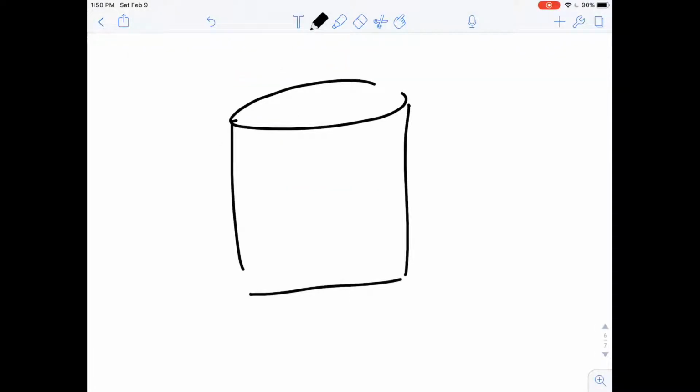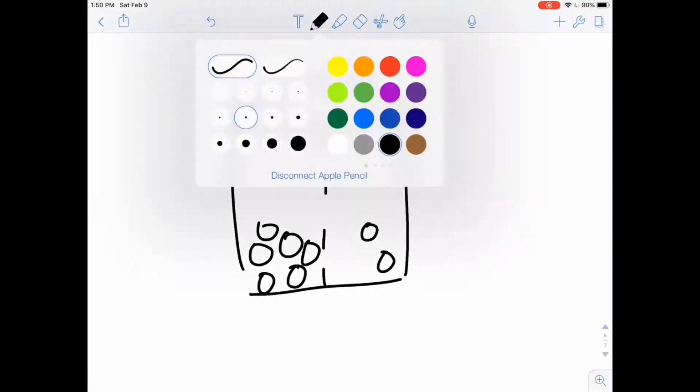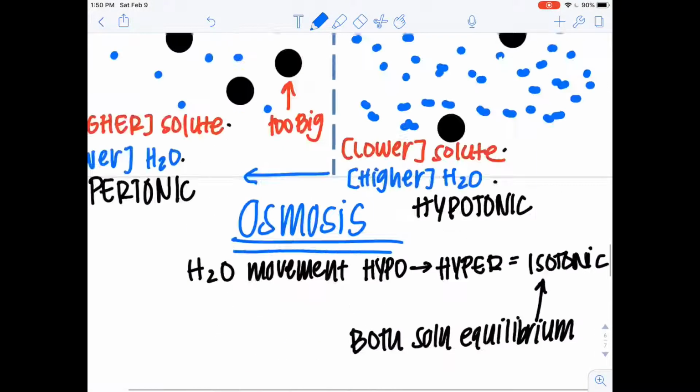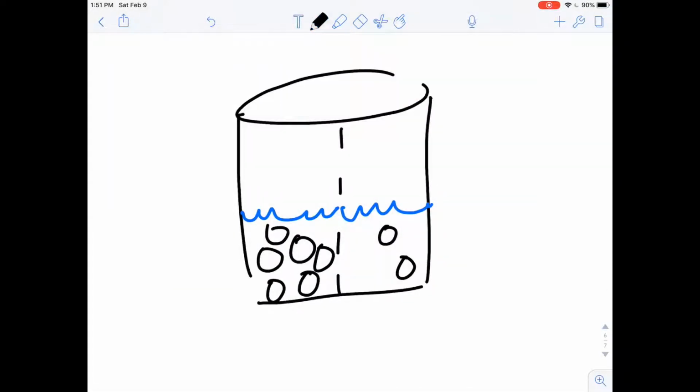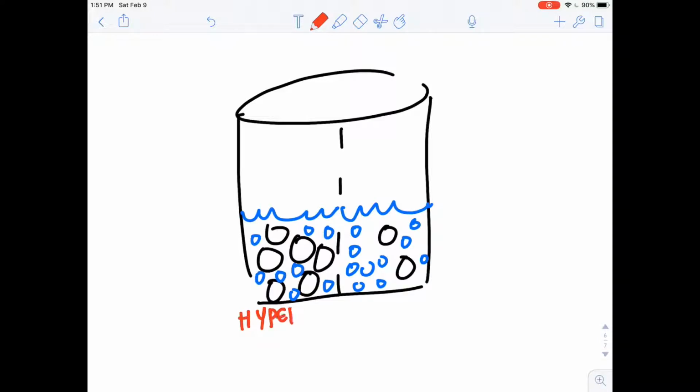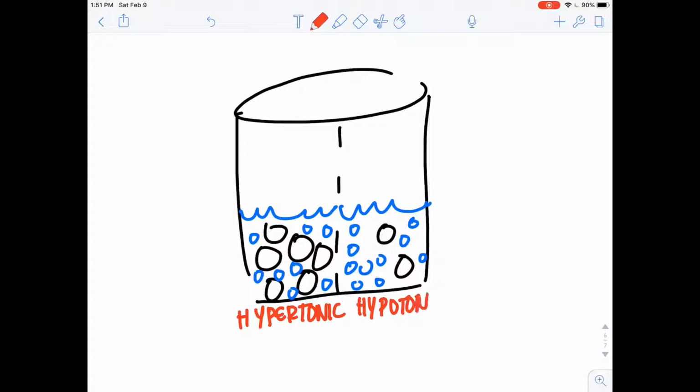So in another example I like to use, we have a beaker separated by a semipermeable membrane, and on the solution on the left we have a high concentration of solute particles, and on the right we have a low concentration of solute particles and equal parts of water. And so on the left side we have a hypertonic solution, and on the right side we have a hypotonic solution.